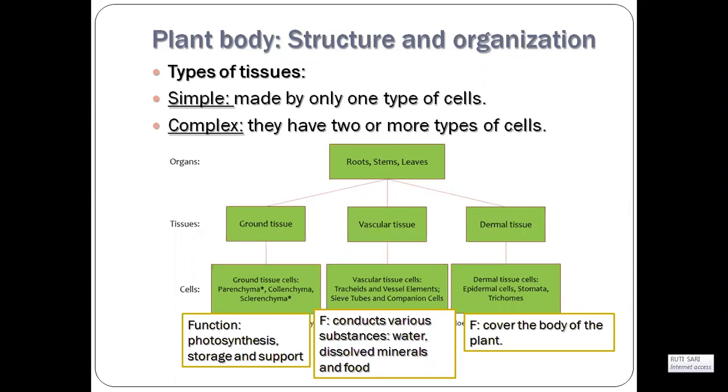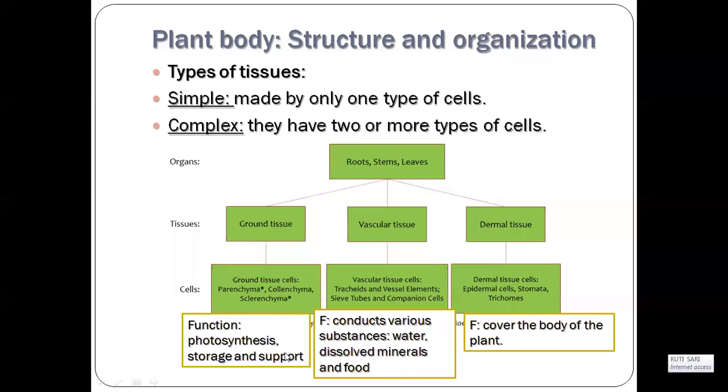And then we have complex tissue, if they have two or more types of cells. So here we can see roots, stems, and leaves, three different organs that have ground tissue, vascular tissue, and dermal tissue. Three types of tissues. Let's go with the first one. Ground tissue cells: parenchyma, collenchyma, sclerenchyma. Three types of cells. The function of this type of tissue is photosynthesis, storage, and support.